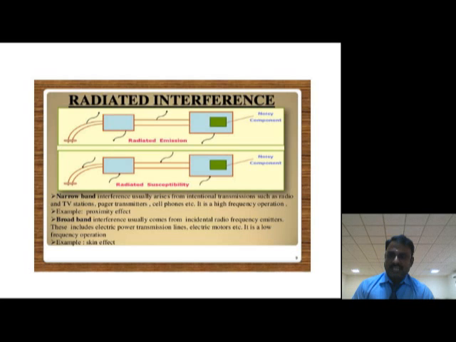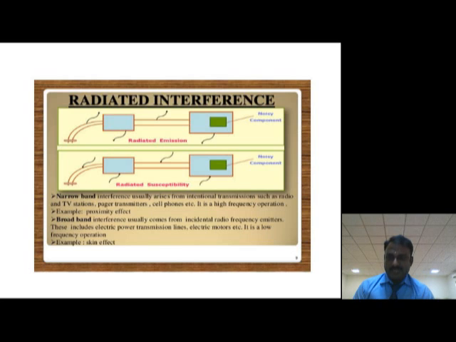In radiated interferences, we have radiated emission and radiated susceptibility. In radiated emission, due to the presence of a noisy component in the subsystem, it acts as the source of interference. The radiation from that noisy component will affect the nearby subsystem, and that is called radiated emission. This means the interference is radiated from the noisy component.